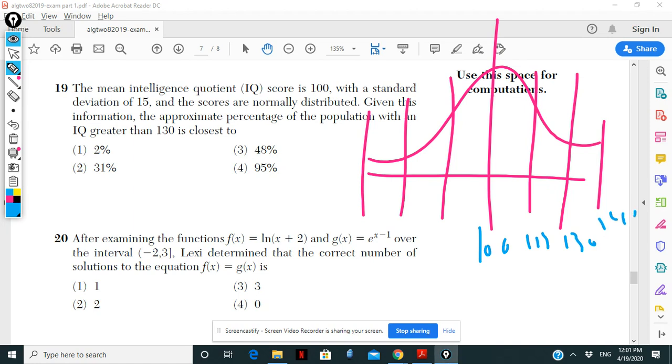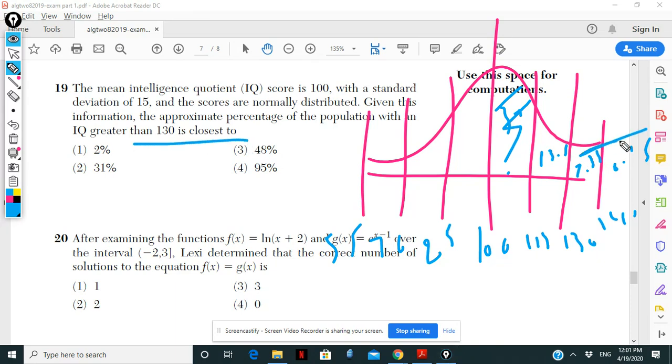Now, if you remember, that's 34, and that's 13.5, that's 2.35, that's 0.15, and that's minus 15, so that's 85, 70, 55. Now, he wants the approximate percentage of scores more than 130, so 130 comes on the normal distribution curve. I don't need to use the z-value, so it's 2.5%, so number 1 is the correct one.